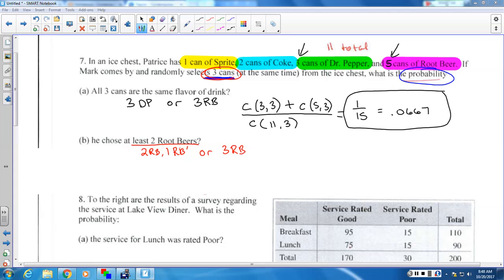So my denominator, since it's a probability, is still going to be, out of the 11 total cans, I'm choosing 3. Specifically, out of the 5 root beers, I want 2. And out of the total number that are not root beers, how many are not root beers? 6. Out of the 6 that are not root beers, I want 1. Or, out of the 5 root beers, I want 3.